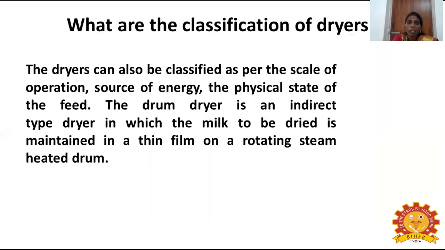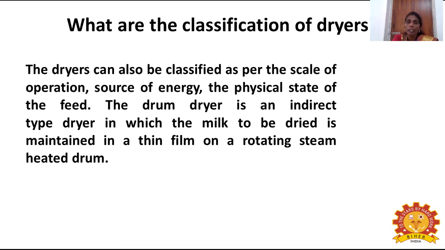Now I'll tell you the classification of dryers. The dryers can be classified as per the scale of operation, source of energy, and the physical state of the feed. Based on the scale of operation: how we are going to operate, what the method is. Then the source of energy: what energy source we are giving. And then it depends upon the feed, the material we are going to feed into the equipment, so the physical state of the feed.